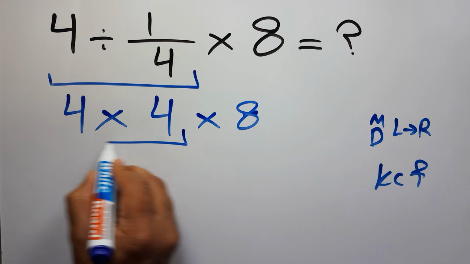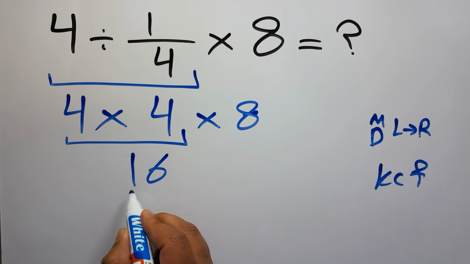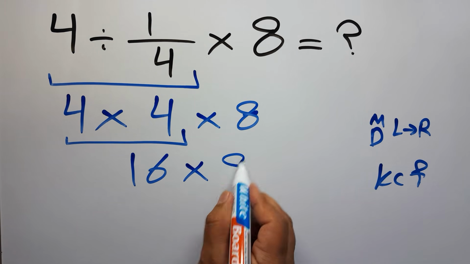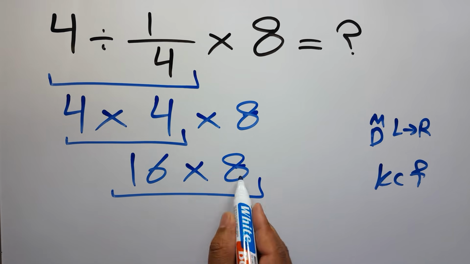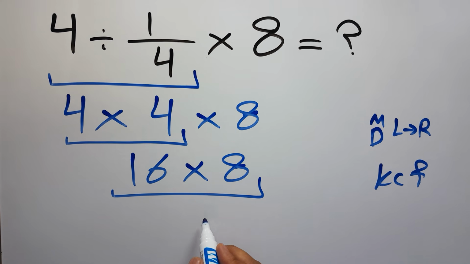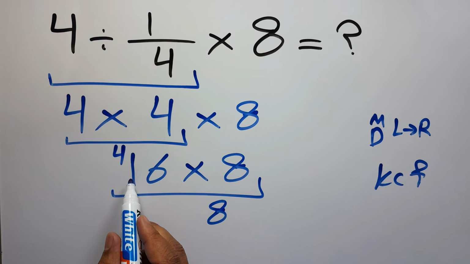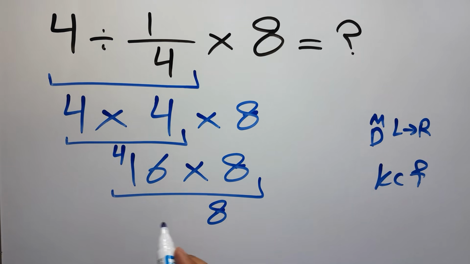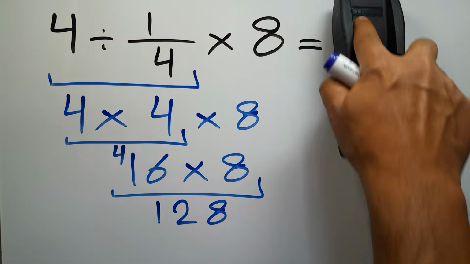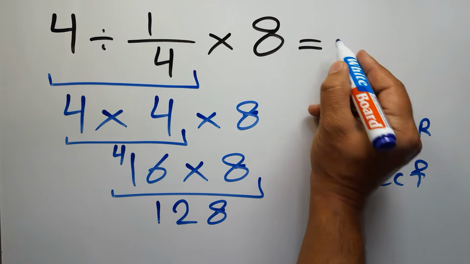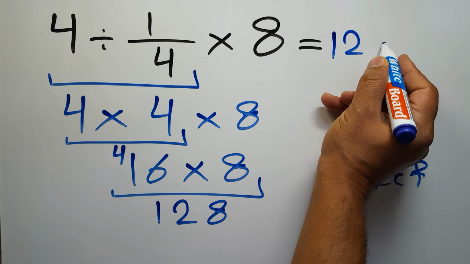4 times 4 gives us 16, so we have 16 times 8. Okay? 8 times 6 gives us 48, so we write 8 here and carry 4 here. 8 times 1 equals 8, and 8 plus 4 gives us 12. So we have 128, and this is our final answer to this problem. The correct answer is 128.